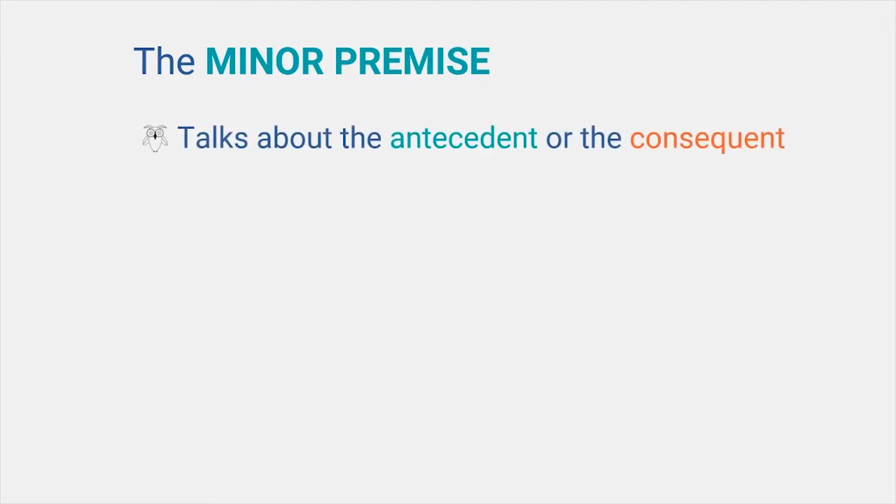So that was the major premise. Is there also a minor premise? Well, yes, there is. And the minor premise, in its basic form, says something about either A or B. Either something about the antecedent or the consequent.